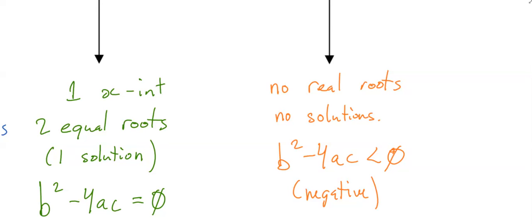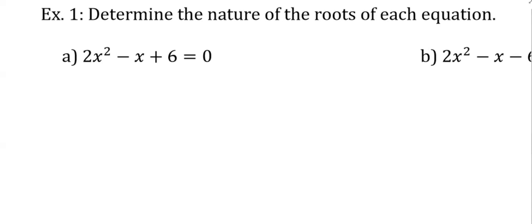And if it's positive, we can use the discriminant to tell, should I factor or not? So it's useful for that as well. But those are kind of the 3 situations, so let's explore all 3. We're going to do a couple of things here. Determine the nature of the roots of each equation. That sounds important, doesn't it?